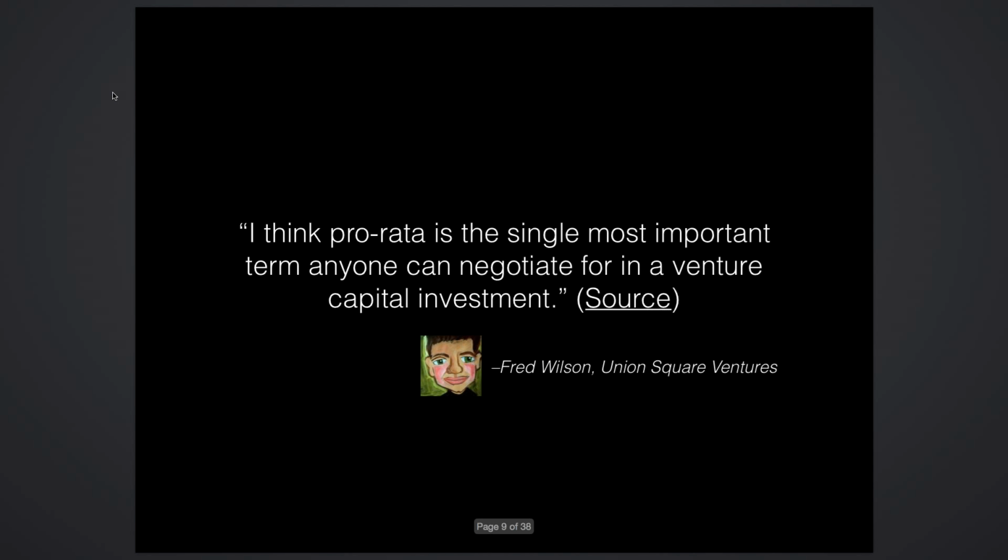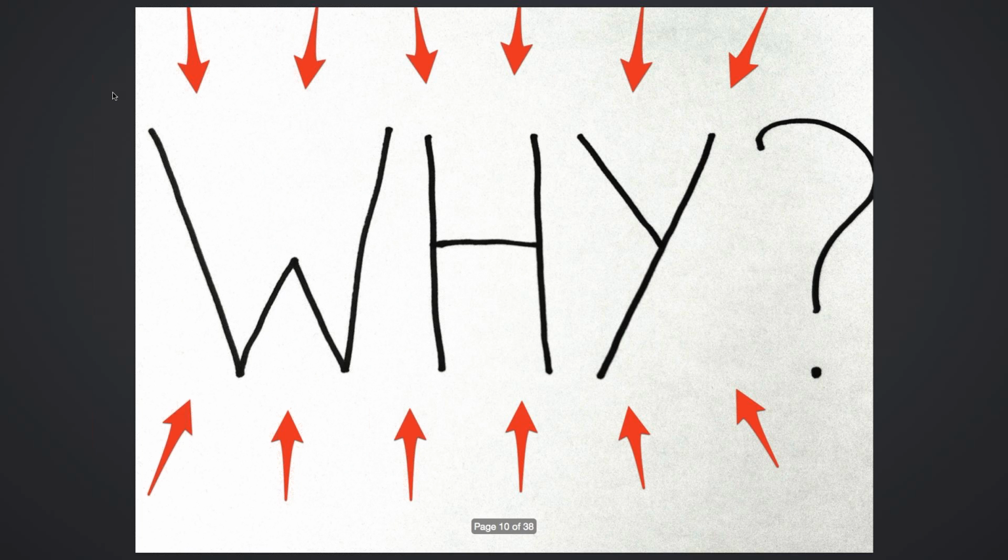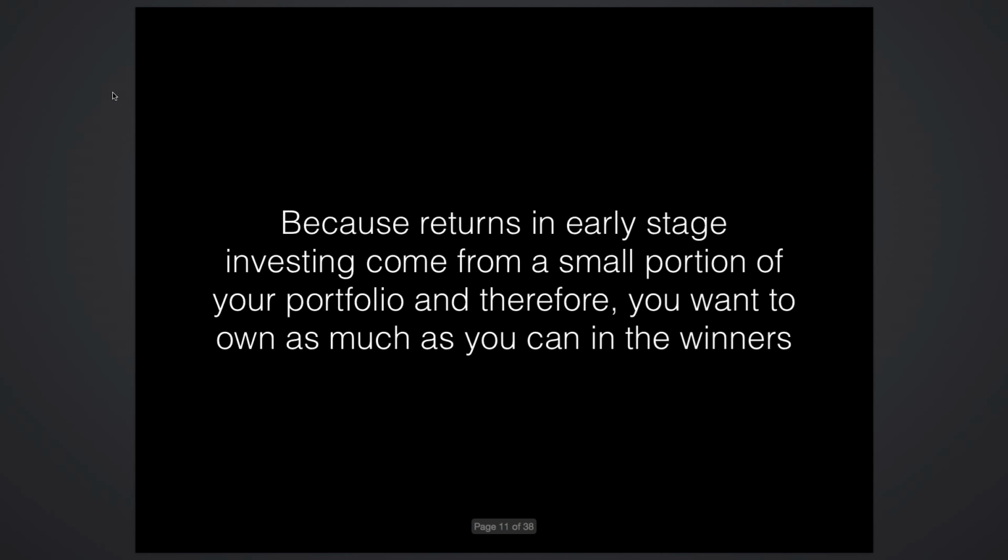So preemptive rights, also known as pro rata rights. Pro rata right is the right to invest in later rounds in order to maintain your ownership percentage in a company. So here's the answer to kind of the surprise at the beginning. Fred Wilson, partner at Union Square Ventures, says, "I think pro rata is the single most important term anyone can negotiate for in a venture capital investment." Why is that the case? What's so important about pro rata rights?